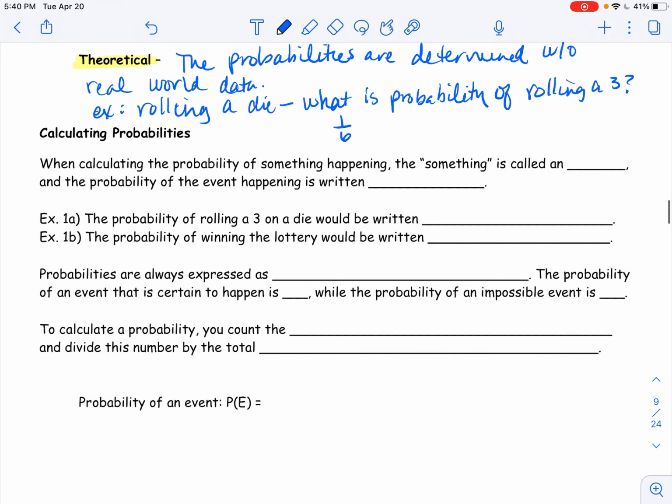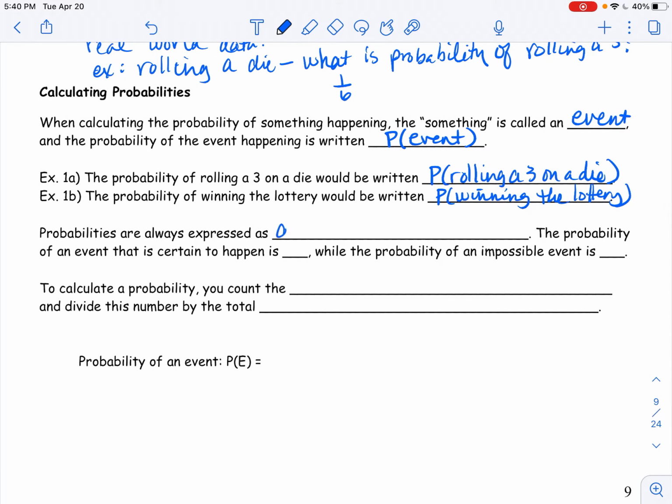So when we're calculating probabilities of something happening, the something is called an event, and the probability of the event happening is written as P, and then parentheses, whatever that event is. So example 1A, the probability of rolling a 3 on a die would be written like this. Probability rolling a 3 on a die. Or the probability of winning the lottery.